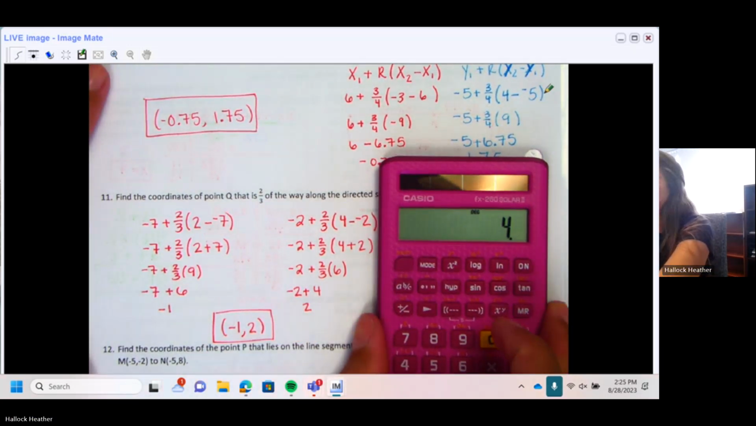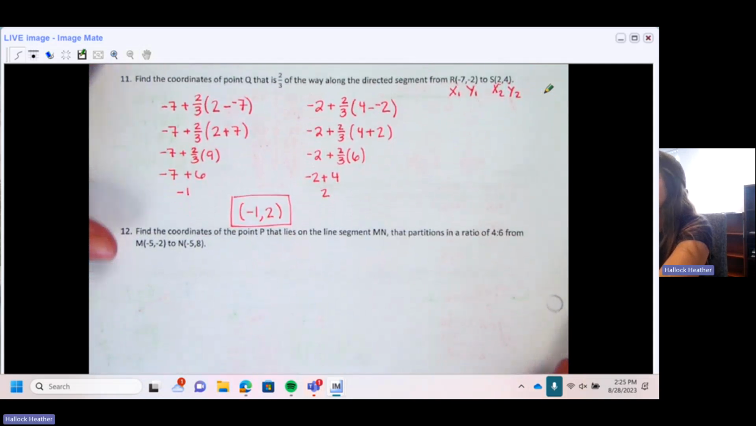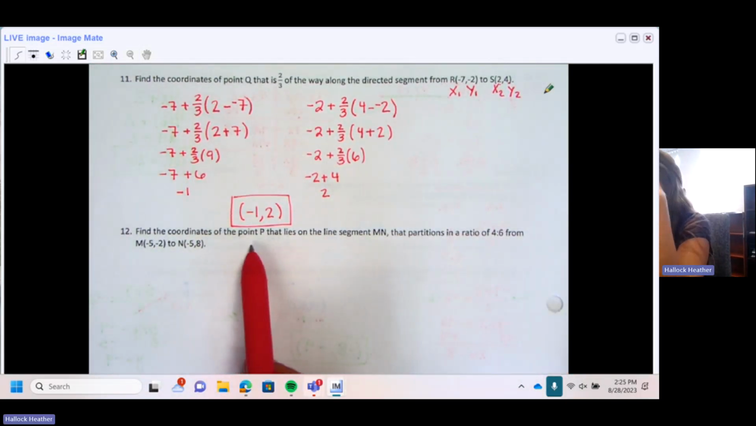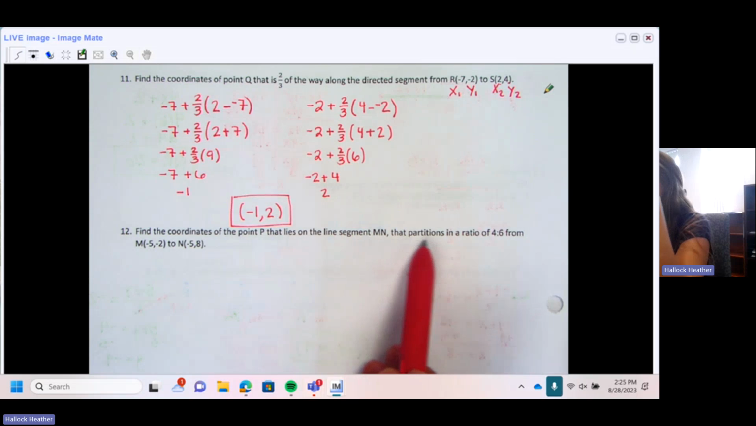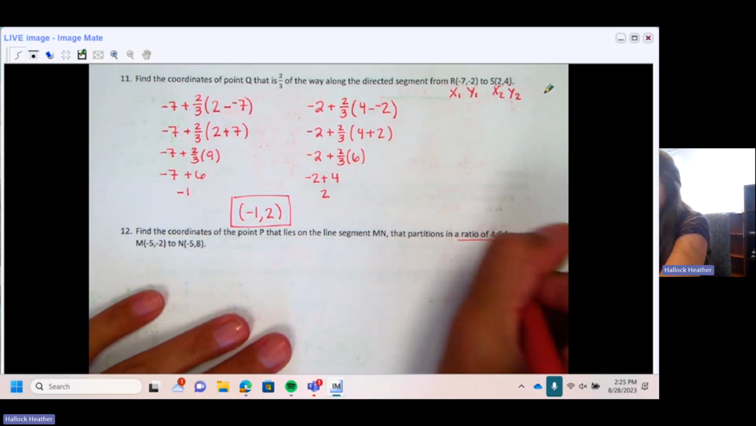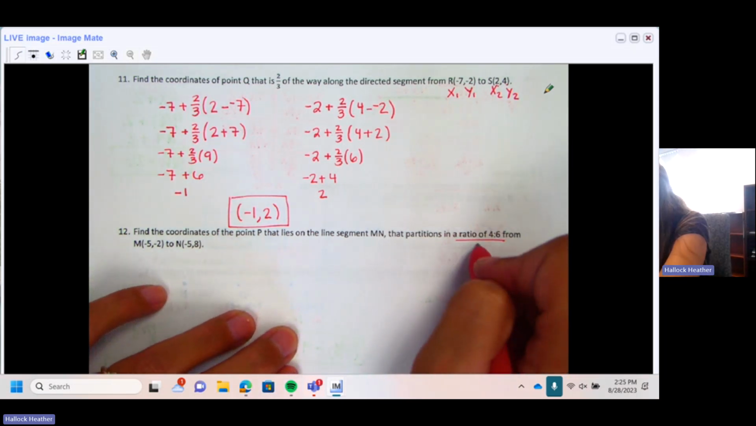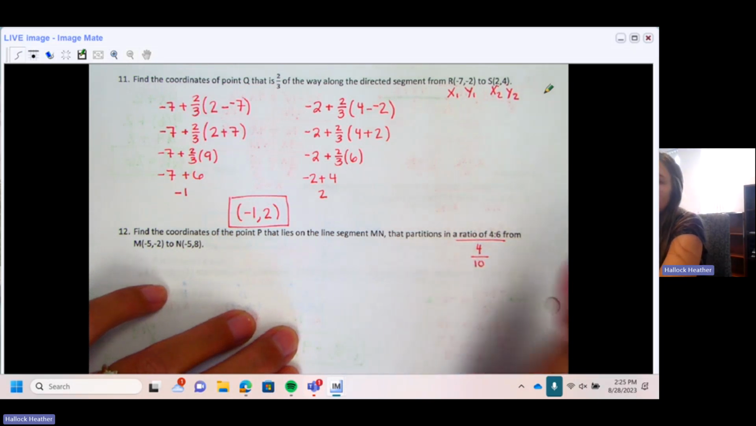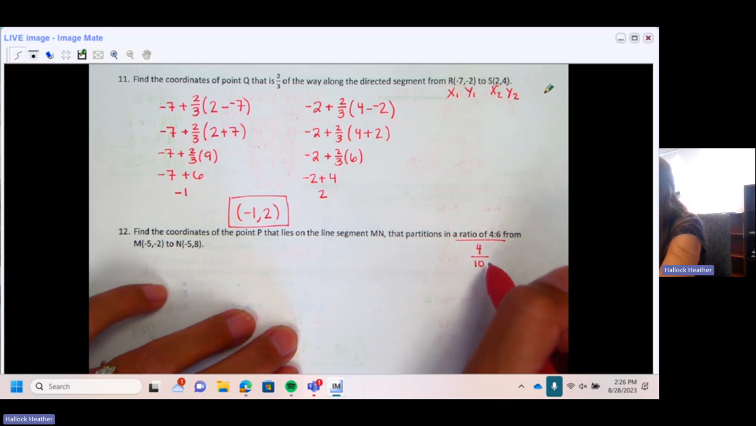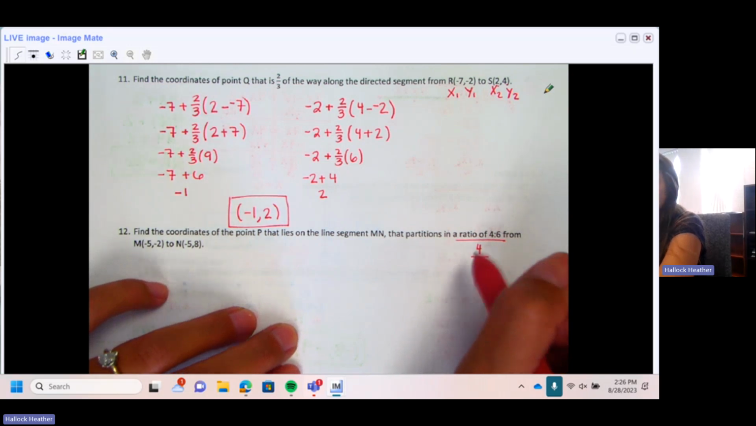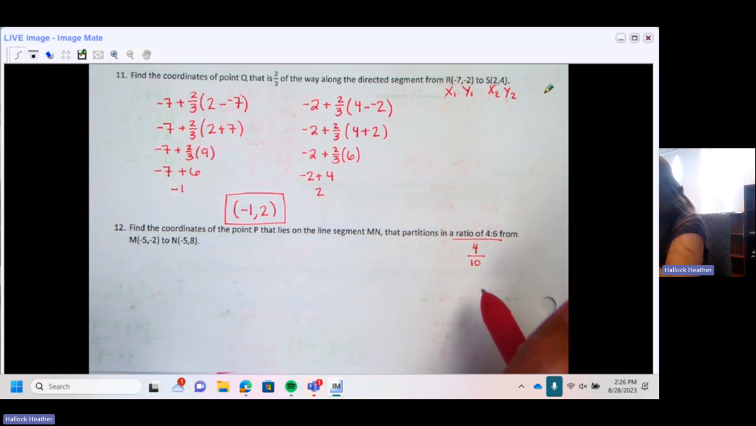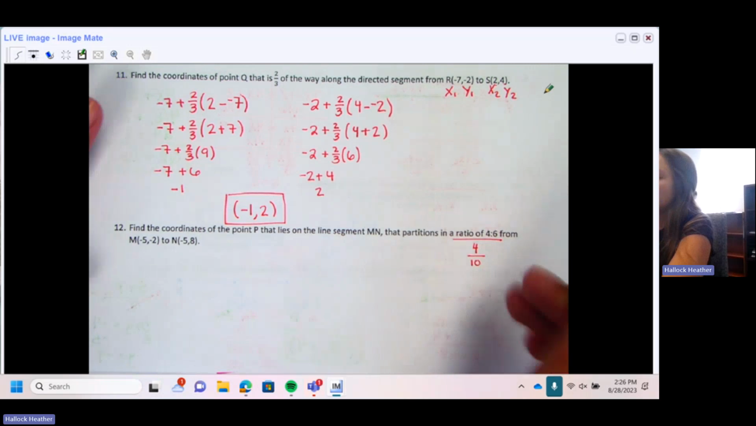Last problem. I am partitioning. It says find the coordinates of point P that lie on line segment MN that partitions in a ratio of 4 to 6. So you have to change this to a fraction. This is 4 pieces to 6 pieces. So this changes to 4 out of a total of 10 pieces, because you are adding them together to make your denominator. You could reduce your fraction. Most of you are probably not doing that though. So I'm going to just use it like this to solve this problem. But you could reduce it and get the same exact answer.